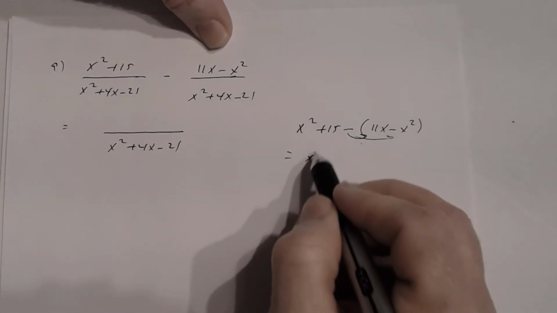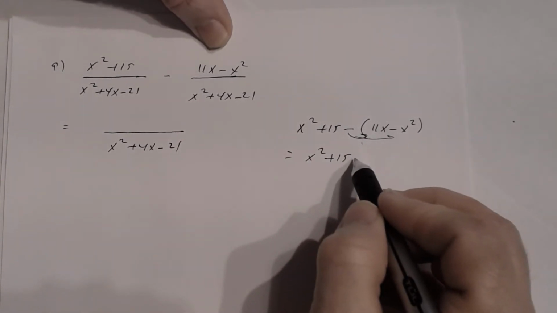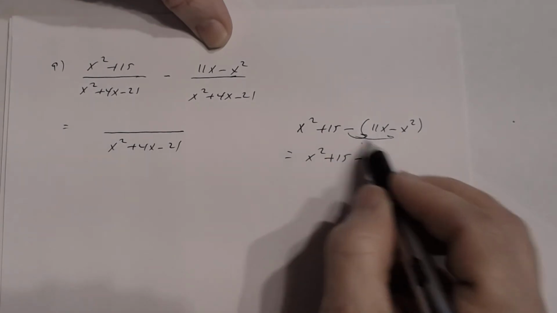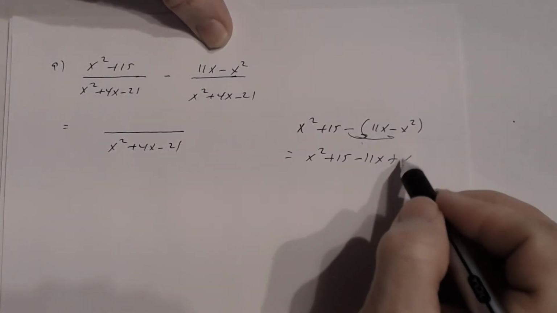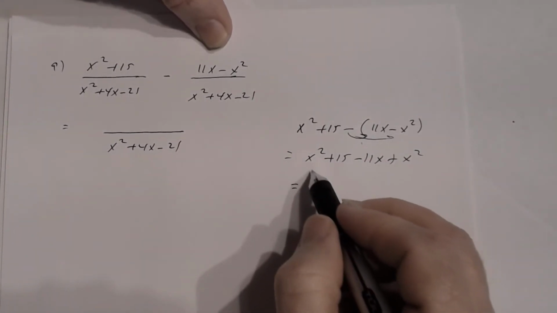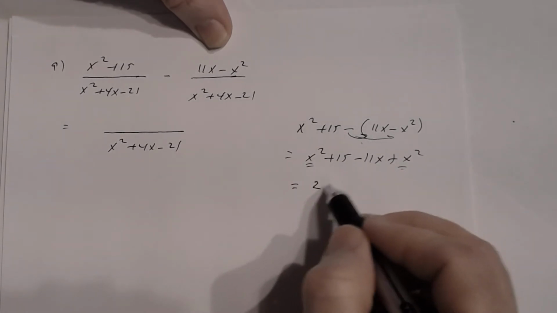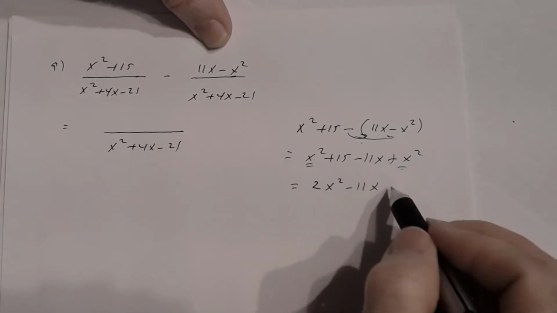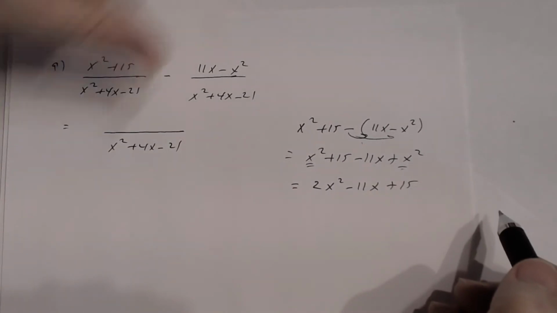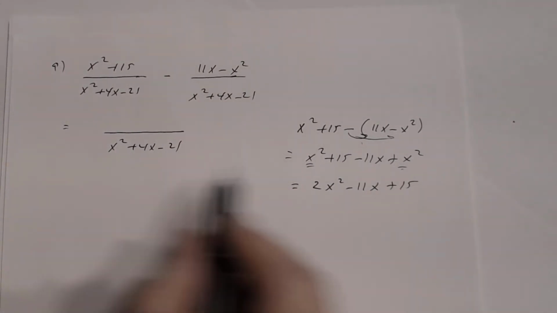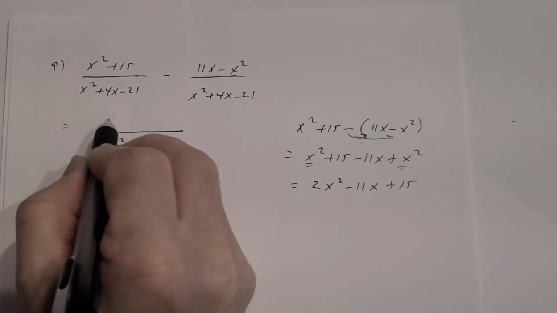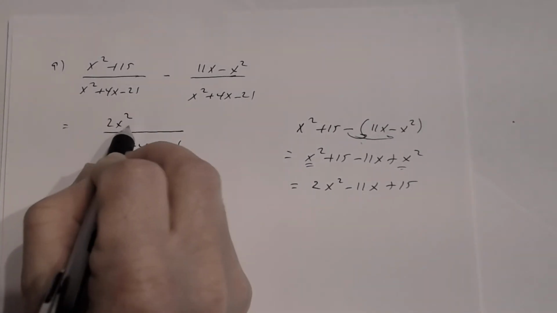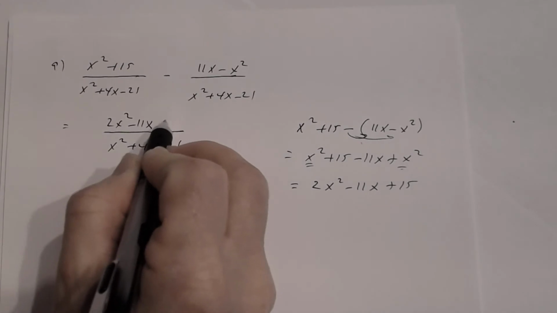So I'm going to get x squared plus 15 minus 11x, and then the opposite of a negative x squared is a positive x squared. Combining like terms, I get x squared and x squared is 2x squared minus 11x, and then plus 15. So just putting in descending order. And so therefore, that's going to be the numerator. So I get 2x squared minus 11x plus 15.